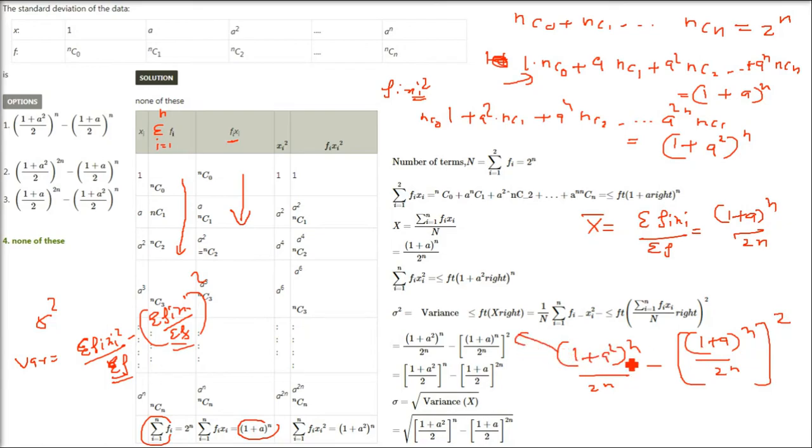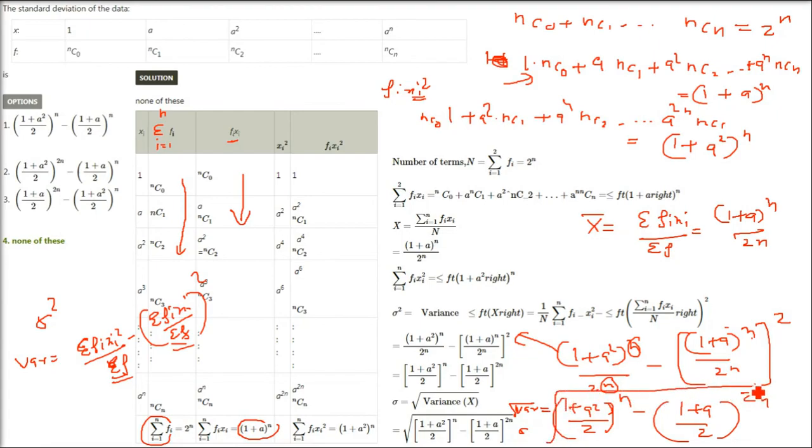Okay. Now how can we write it? (1 plus a square) by 2, whole to the power n, because the n is the power of numerator and denominator both. So (1 plus a square by 2) to the power n minus, again same thing, ((1 plus a) by 2), and since n is already there, you can just take the n power and multiply it by 2, because powers get multiplied, 2n. So this is your variance, but we are interested in sigma, so you have to take the under root.